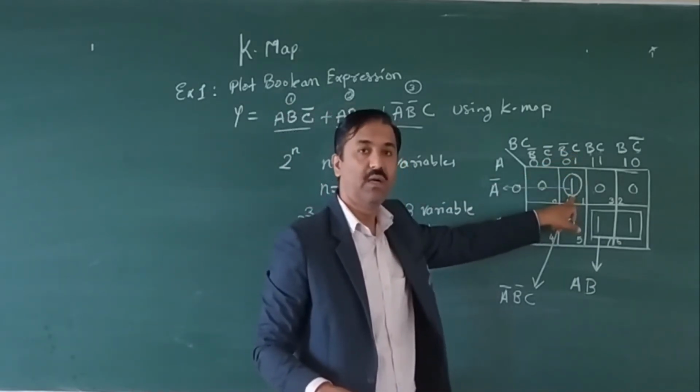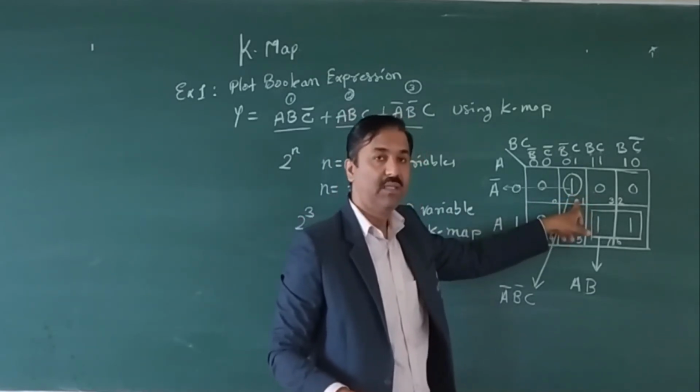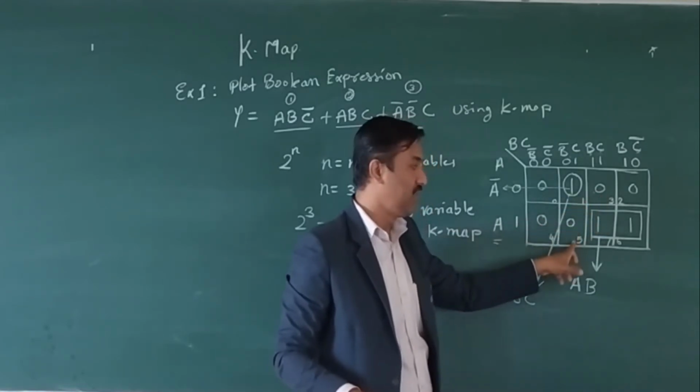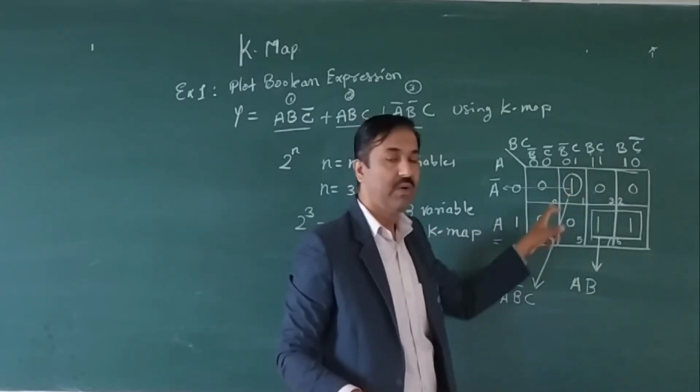Why is it an isolated one? Because in the neighboring adjacent cell, which is 3, or the neighboring adjacent cell which is 5, or the neighboring adjacent cell which is 0, there are no ones present there.